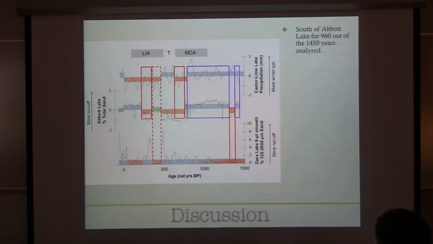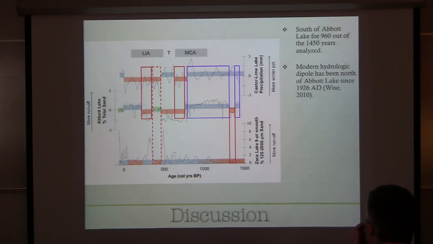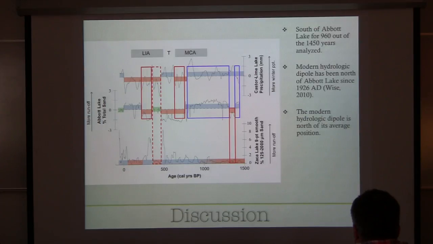So what that tells us is that for 960 of the 1450 years we analyzed, the dipole is between Abbott and Zaca. But interestingly, Wise, as we saw in the very beginning of the talk, which seems like forever ago, the dipole has been north of Abbott Lake, right? So in a different position than we see. And so that suggests that the modern dipole she observes is north of its natural average position that we have found. And we think that's due to anthropogenic effects. There are studies that have shown that humans have influenced atmospheric processes over the last 30 years, which could have possibly pulled that dipole north, and that's why she sees a more northern dipole than we see over a longer time span.